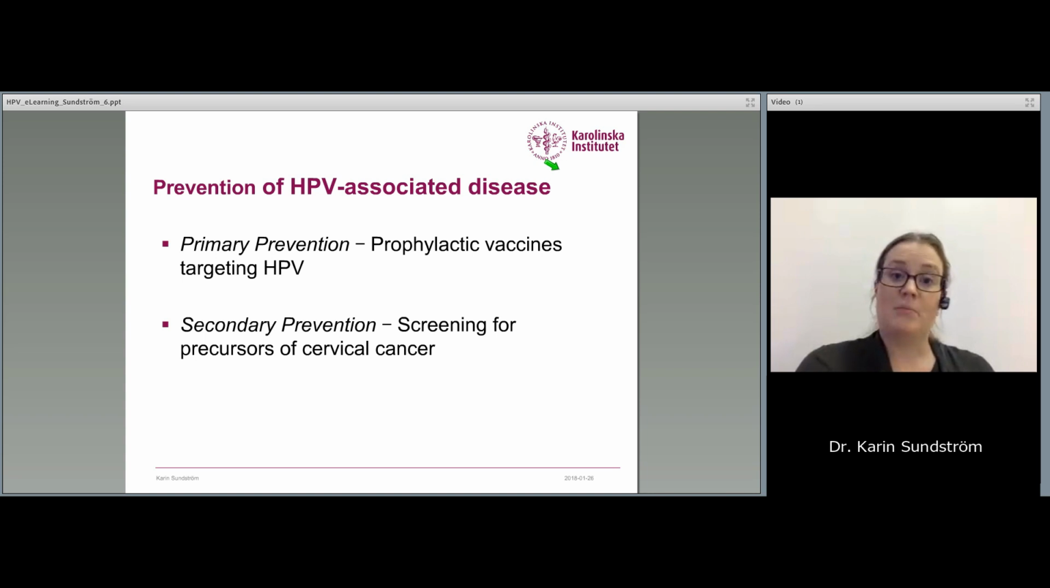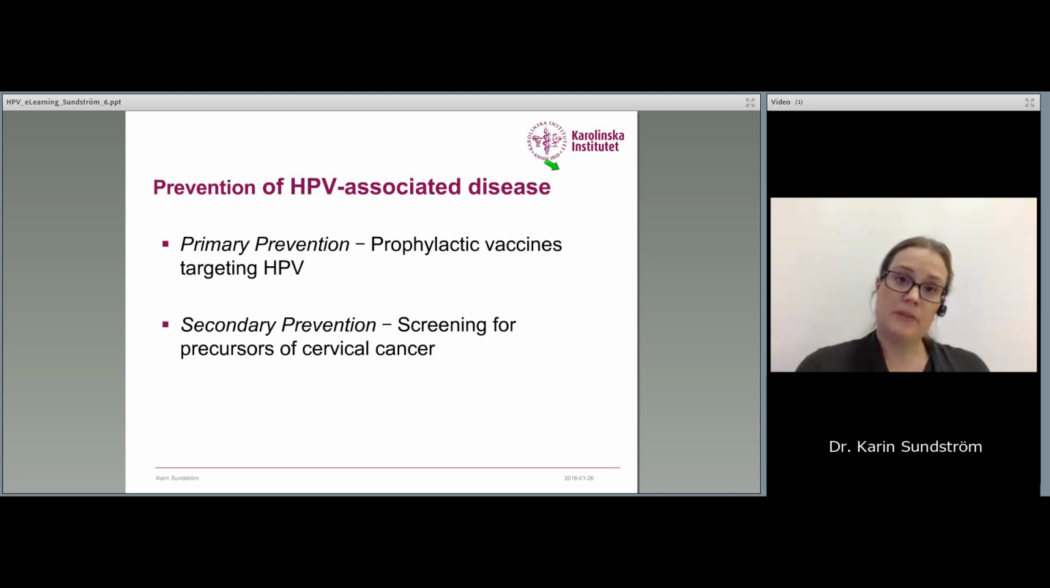In primary prevention, we have prophylactic vaccines targeting HPV, and in secondary prevention, we have screening for, above all, precursors of cervical cancer. There is, as I've already alluded to in anal cancer, also screening proposed for other HPV-related disease forms. There have also been proposals for oral cavity screening for HPV, but this is very much novel. It is not established yet. Therefore, we will focus here on cervical screening.